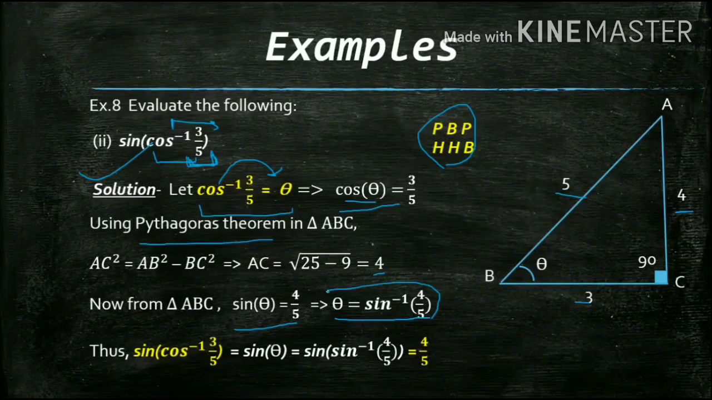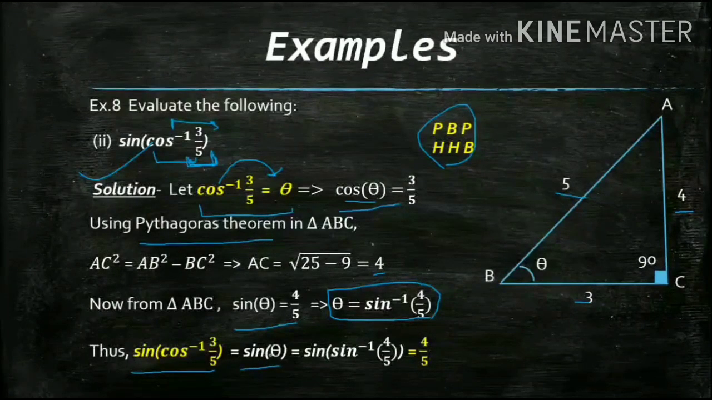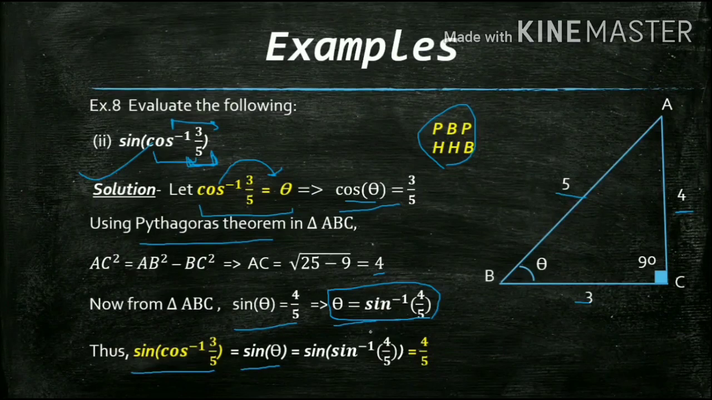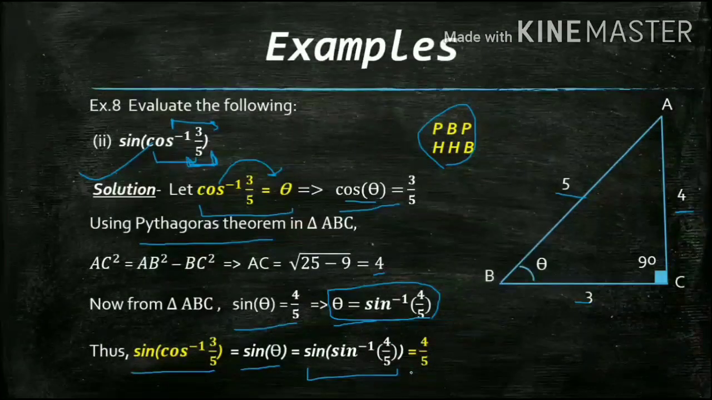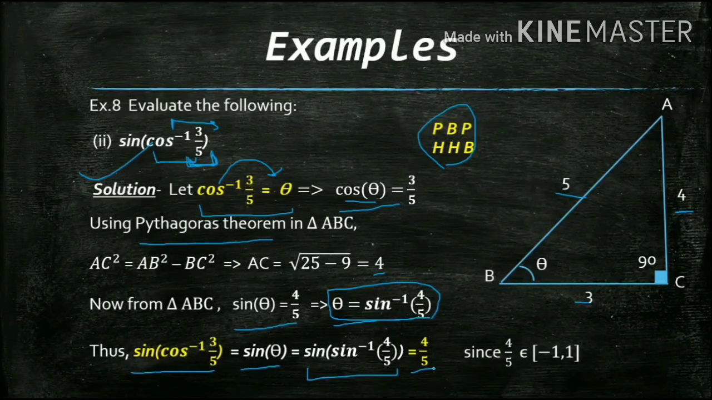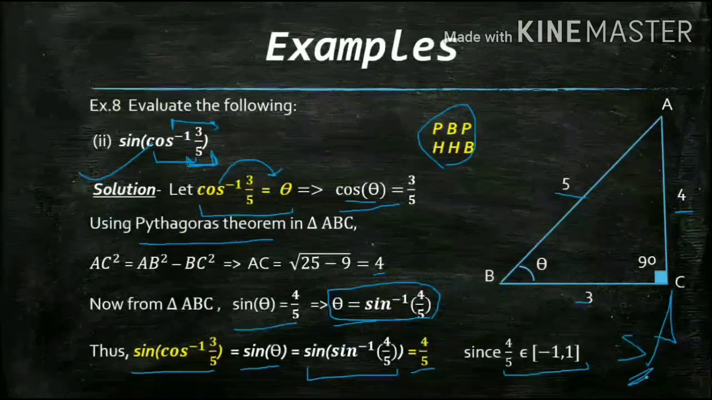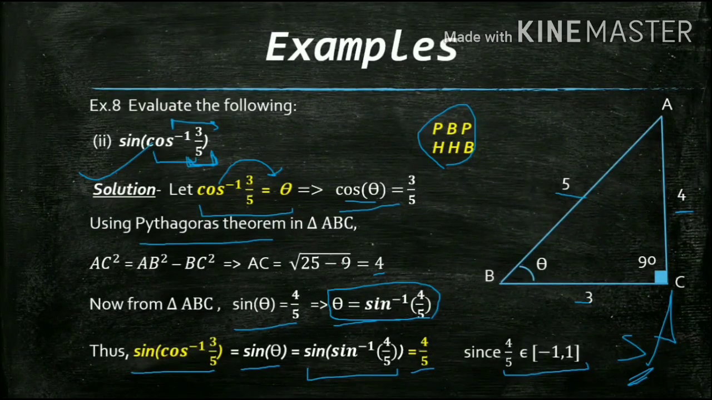I told you in the starting of the inverse trigonometric functions. Now, this was the question given to me. I took cos inverse 3 by 5 as theta, so it would be sine of theta. Now theta again I get as sine inverse 4 by 5, putting the value. Now, sine of sine inverse 4 by 5 is nothing but 4 by 5. Why? Because 4 by 5 belongs to the closed interval minus 1, 1. And it satisfies the self-adjusting property. So you see how the question was different, but we still can apply the self-adjusting property.